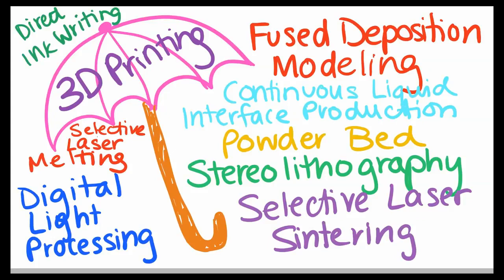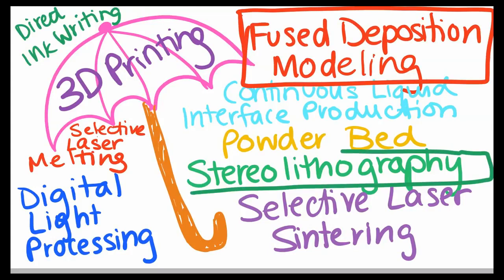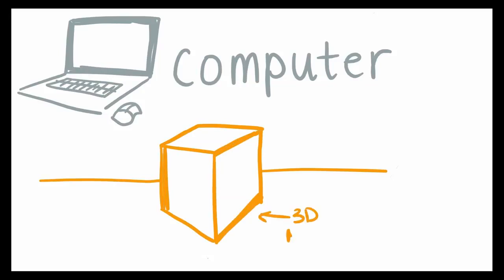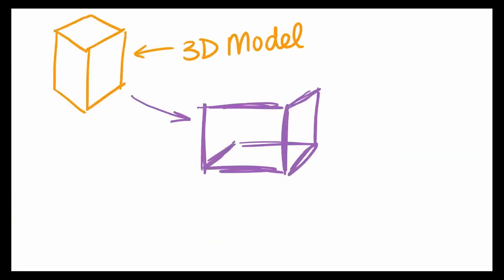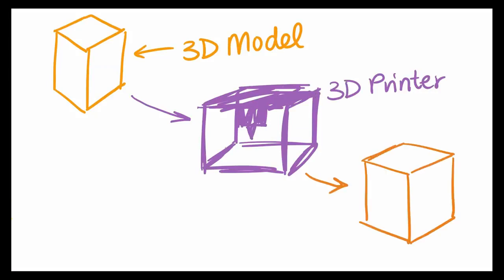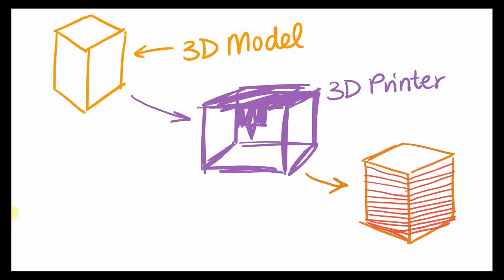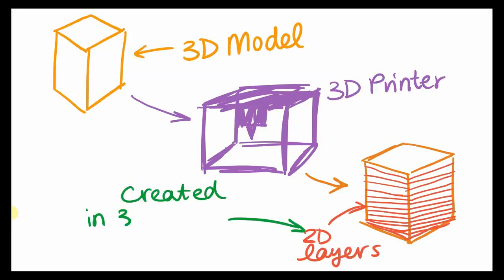However, today I'm going to focus on the two most popular methods, fused deposition modeling, or FDM, and stereolithography, or SLA. For both methods, you start off on the computer, making a 3D computer model of the project you want to 3D print. You can generate these on software like SolidWorks or Rhino. Once you have your computer model, you'll take it over to your 3D printer, which then chops up your model into hundreds, even thousands, of thin 2D layers. By chopping it up into so many layers, the 3D printer will be able to print each individual layer on top of each other, eventually forming a 3D object.